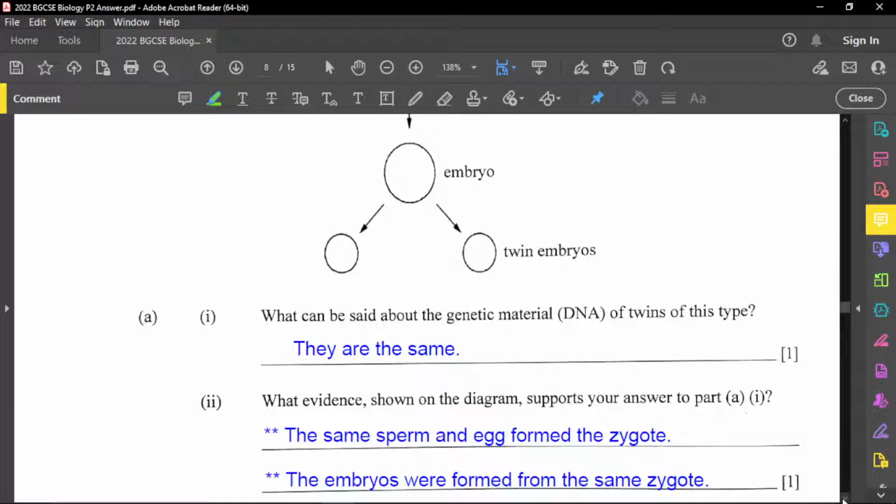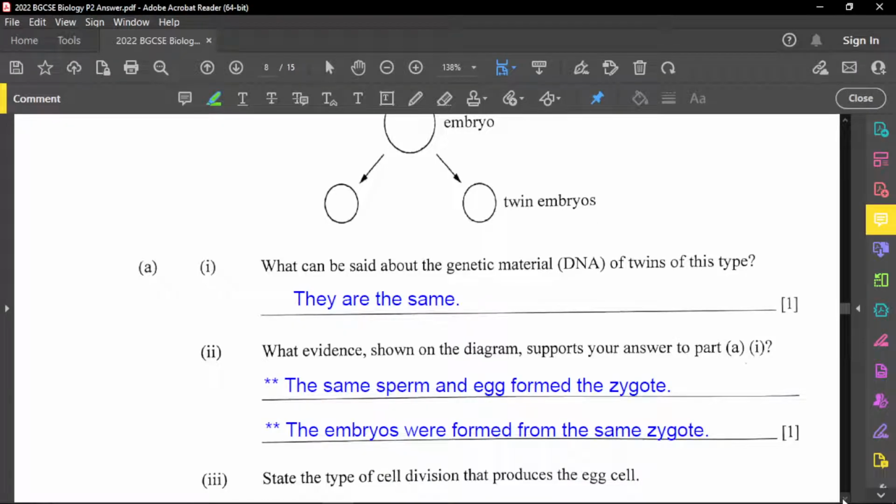For part two, what evidence shown on the diagram supports the answer to part A1? For them to have the same DNA, it's simply because they came from the same sperm and the same egg. The same egg and same sperm formed the zygote, and the embryos were also formed from the same zygote. Any of these will be acceptable in supporting your answer for part A1.